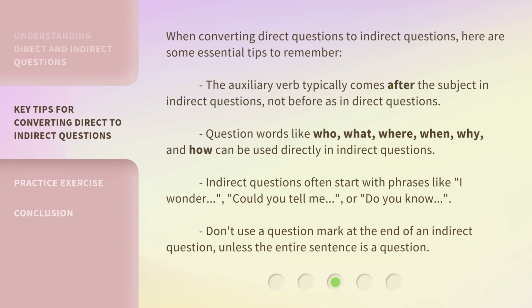When converting direct questions to indirect questions, here are some essential tips to remember. The auxiliary verb typically comes after the subject in indirect questions, not before as in direct questions. Question words like who, what, where, when, why, and how can be used directly in indirect questions. Indirect questions often start with phrases like, I wonder, could you tell me, or, do you know? Don't use a question mark at the end of an indirect question, unless the entire sentence is a question.